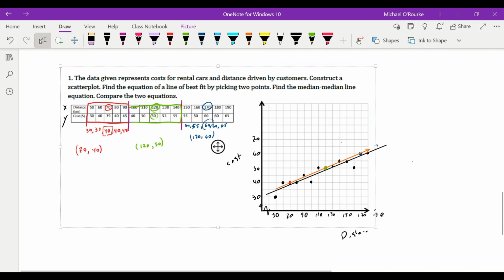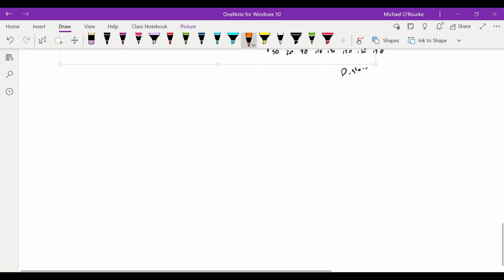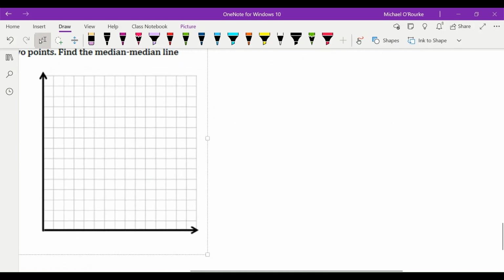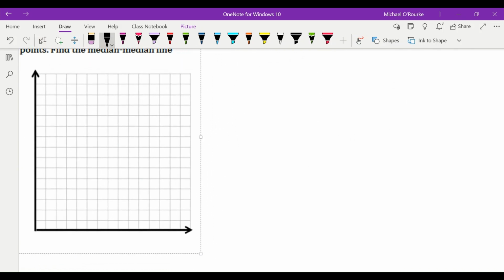So let's do another one here. I'm going to make up some numbers. Copy this, and paste. Good. All right. So we can use this chart over again and just ignore the rest of it. And let's do something like this.